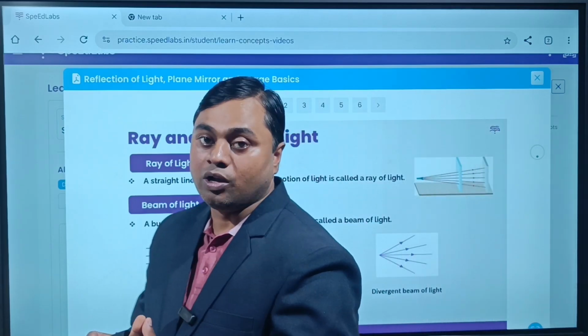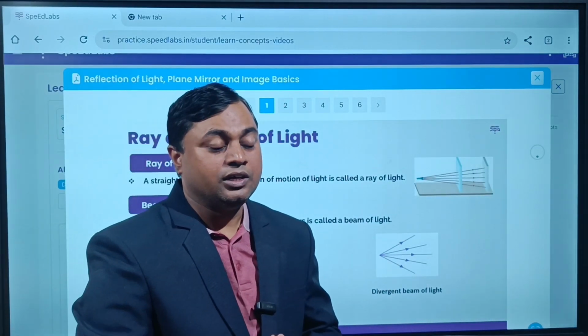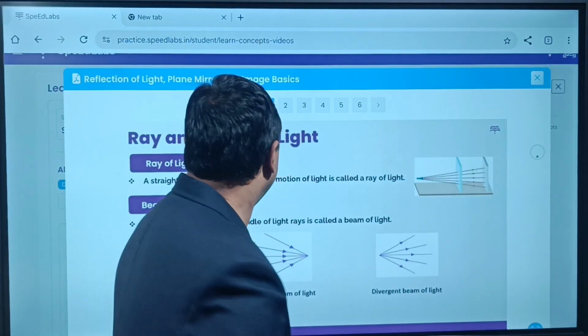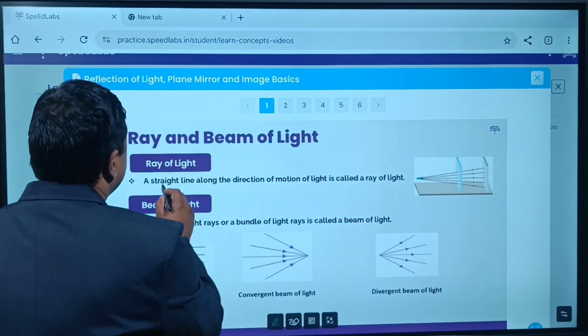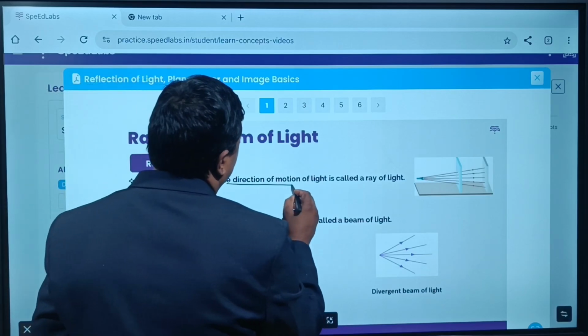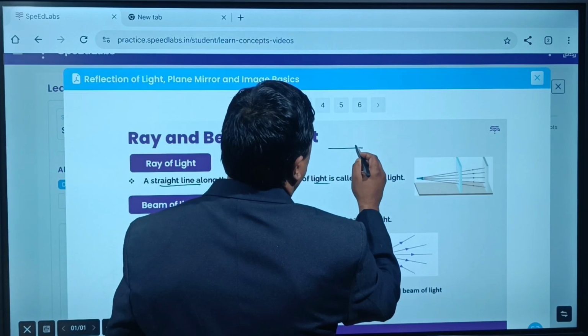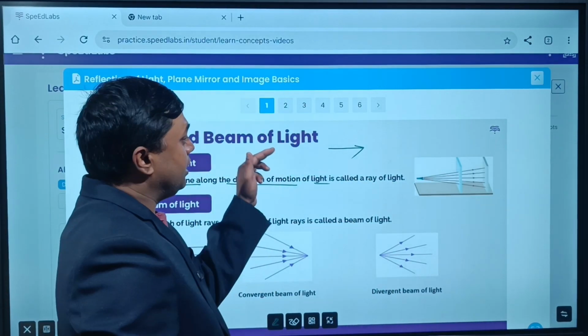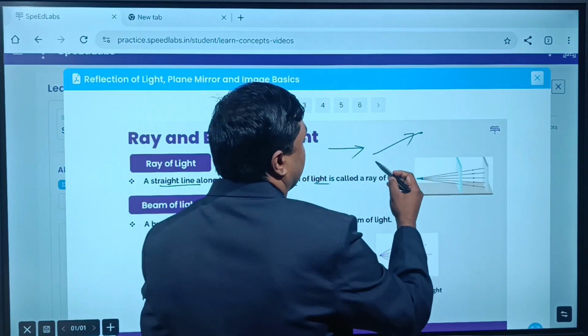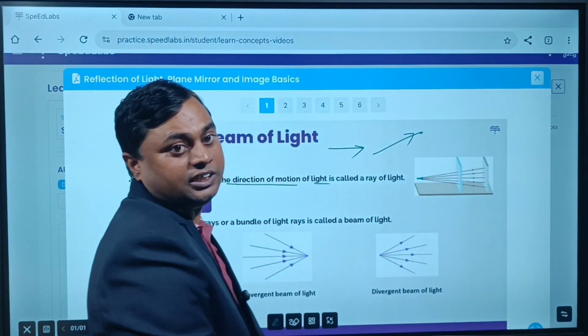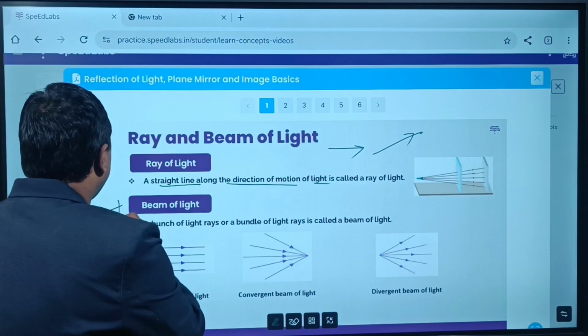Here we have a few concepts, like what is a ray of light and a beam of light. A ray of light is a straight line along the direction of motion of the light. This is a ray of light. It means light is traveling in this direction. If a ray of light is here, it means light is traveling in this direction. Yes or no?